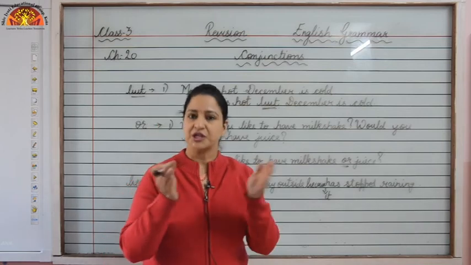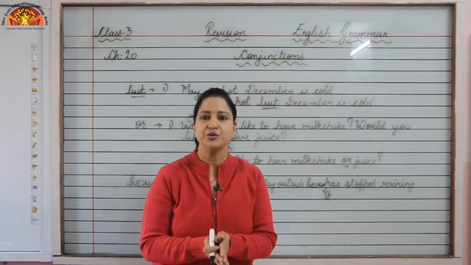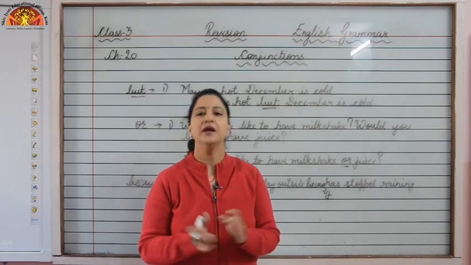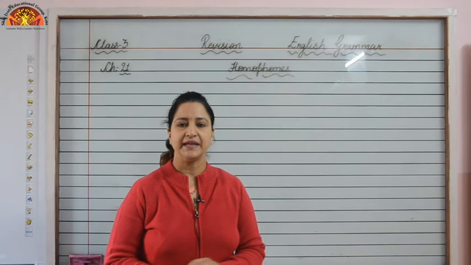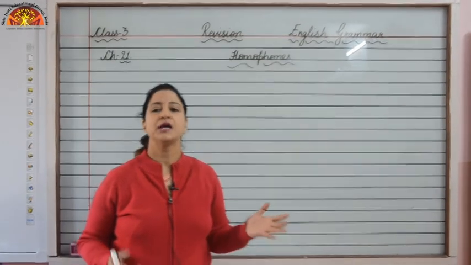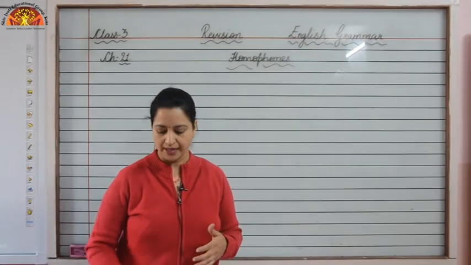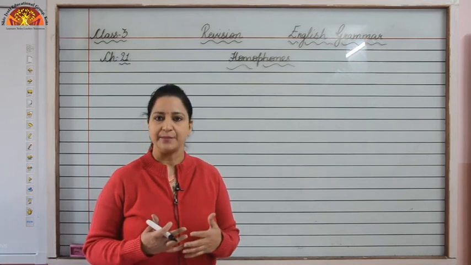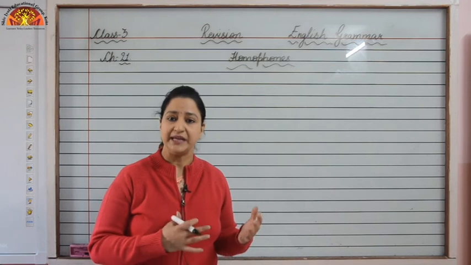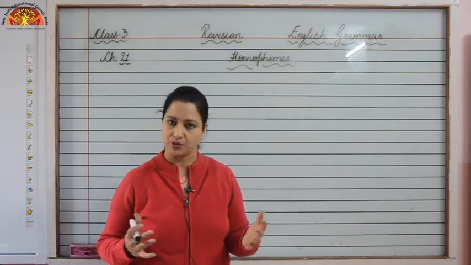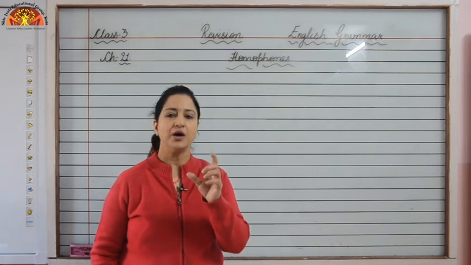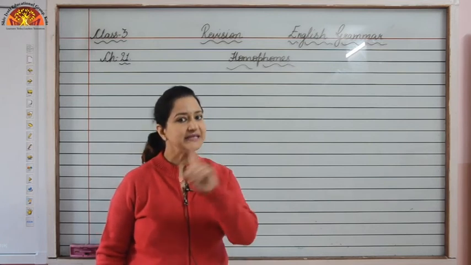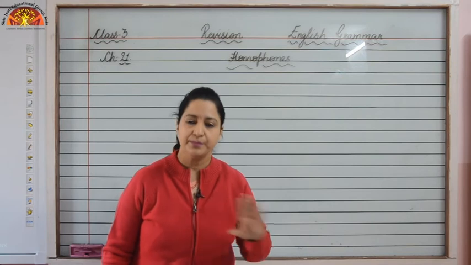Now I think conjunctions are also very clear to you all. Now let's move to homophones. Chapter number 21, homophones. Now let's talk about homophones. What are homophones? Homophones are the words which sound the same but have different meaning and different spellings.